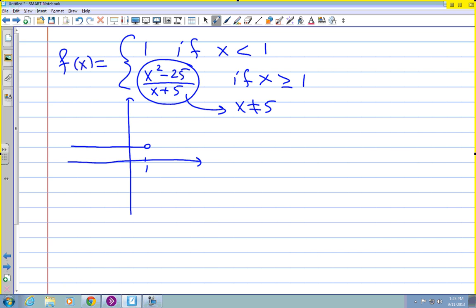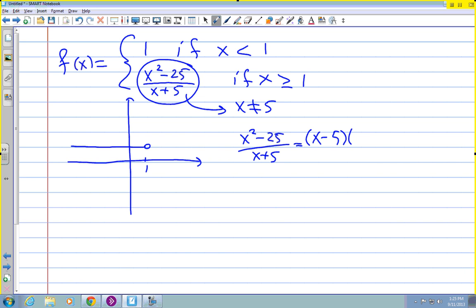Now, can I simplify that expression? Can x squared minus 25 over x plus 5 be simplified? X minus 5. Right. The numerator is the difference of 2 squares.